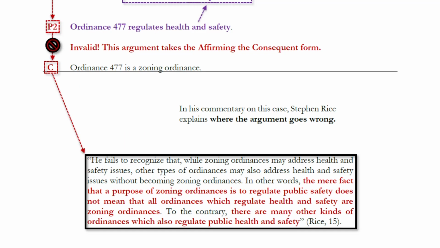In his commentary on this case, Stephen Rice gives further explanation of why this argument is invalid. He fails to recognize that while zoning ordinances may address health and safety issues, other types of ordinances may also address health and safety issues without becoming zoning ordinances. In other words, the mere fact that a purpose of zoning ordinances is to regulate public safety does not mean that all ordinances which regulate health and safety are zoning ordinances. To the contrary, there are many other kinds of ordinances which also regulate public health and safety.